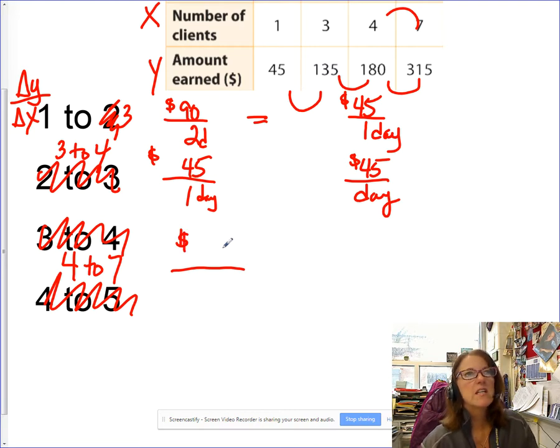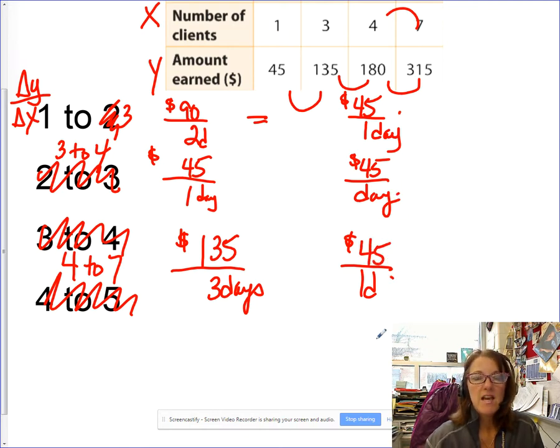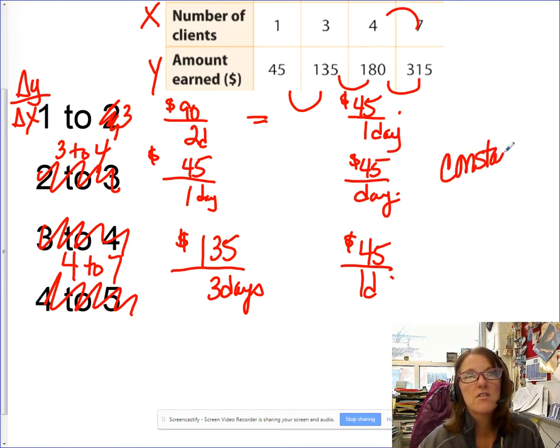What's the change in the money? Well, I went up about 135. That was over the course of 3 days. Simplify that, get it into its unit rate. That's, guess what? $45 a day. 45, 45, 45. These have the same rates of change for each of those intervals, and if you would graph it, these would be on an exact same straight line. There'd be no zigzags in it at all, and that is called a constant rate of change. That one's constant.